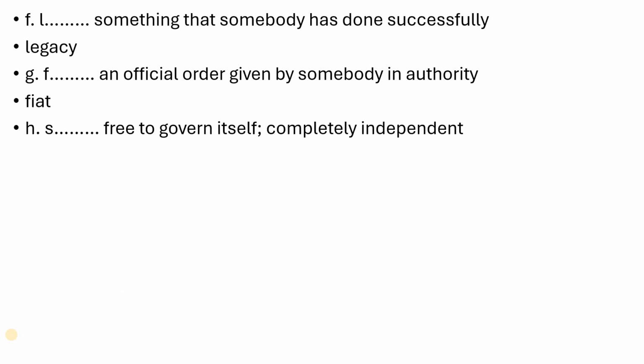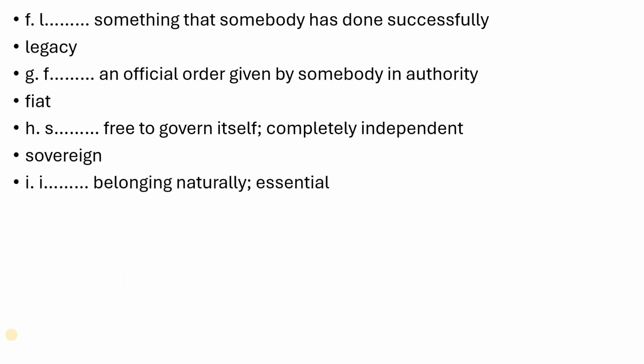Next one. Free to govern itself, completely independent. So the single word is sovereign. Next one, belonging naturally, essential. So belonging naturally or essential, that is the single word intrinsic. Intrinsic. Next is complete the table below with the correct information about the development of money.